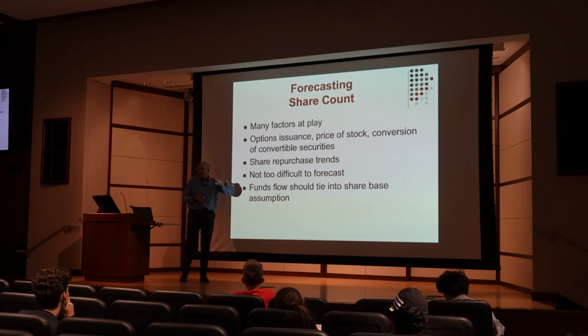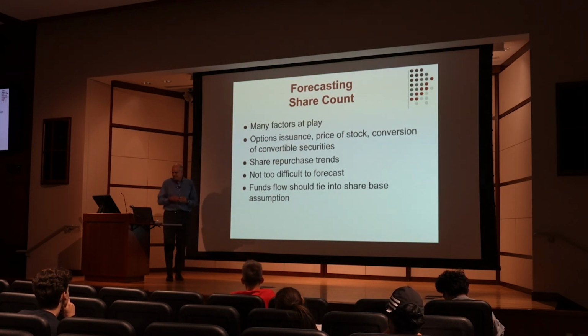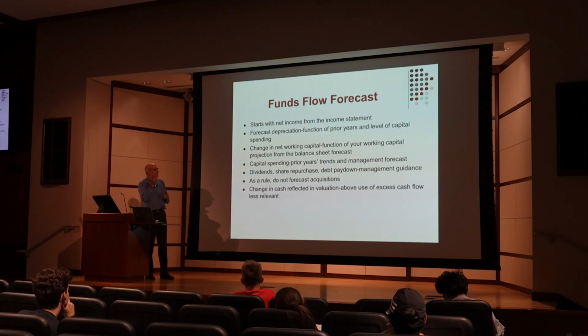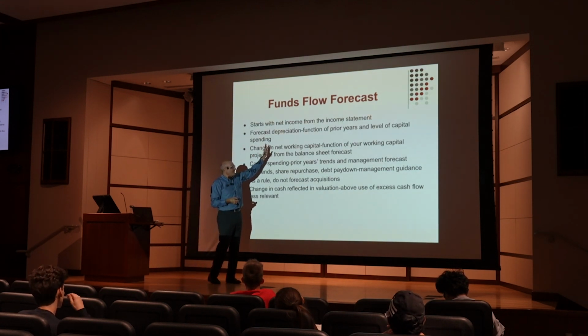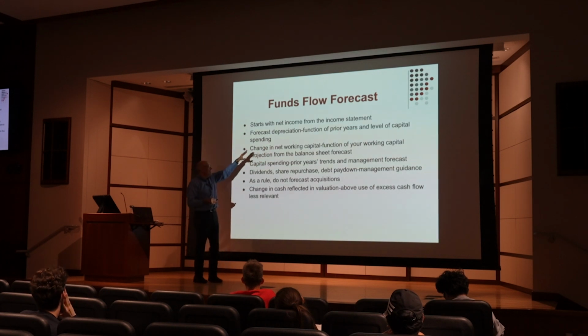All right, funds flow, that's the income statement. Most of you will nail that. We start with net income from the income statement. And then we forecast depreciation. It's a function of prior year's depreciation and the level of capital spending. So if capital spending is ramping, you need to also ramp depreciation expense. I'm going to get to working capital in a second.